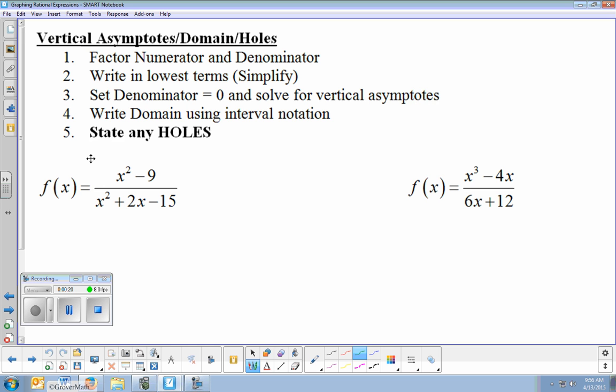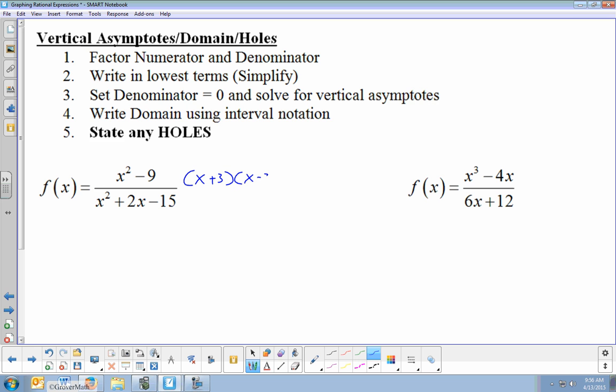So we're going to continue to always just build on what we've previously done. We're still going to find vertical asymptotes. We're still going to state domains, but now we're also going to state those coordinates of the holes. So step 1, factor numerator and denominator. This can be factored to be x plus 3, x minus 3, x plus 3, x minus 3. And the bottom would be, let's see, x plus 5 and x minus 3.